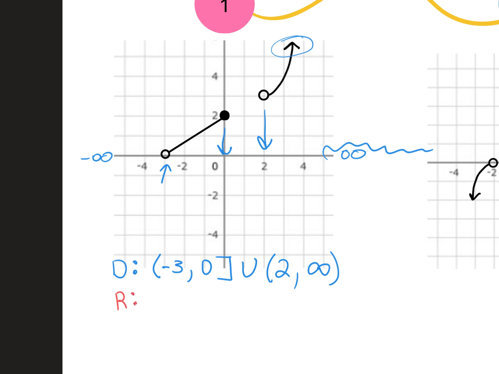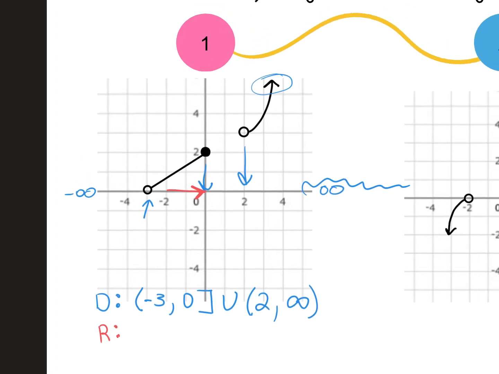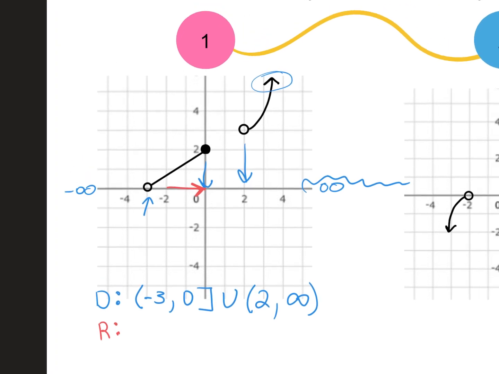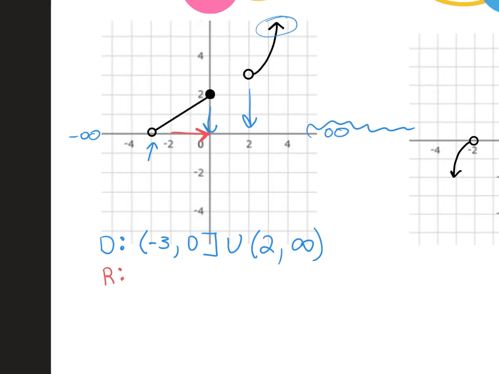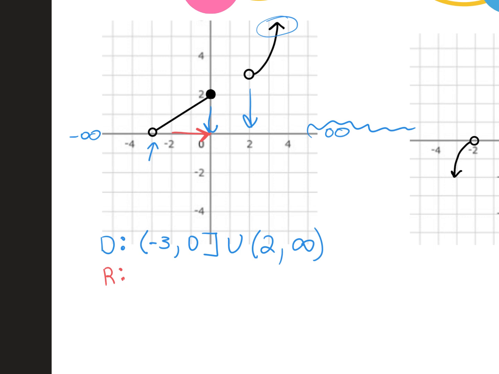So now let's talk about range. How do we read range? From bottom to top, okay? So where on the y-axis, from the bottom, does my graph start using values? At 0, right? Nothing down here is on either piece of that graph, correct? So it's starting at 0. Does it include 0 or no? Yes. What kind of a dot is right here?